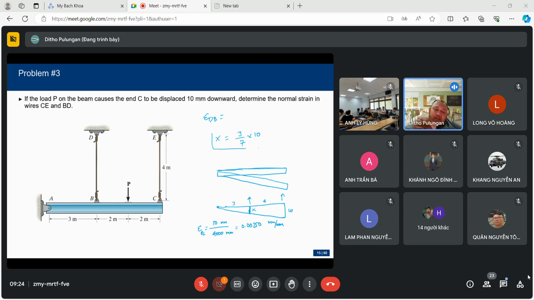Once you get this, how big is it? I forgot. I think 30 divided by 7, it's 4 point something, 4.29. So it's 4.29 divided by the original length, which is also 4 meters. So then you can get the strain, which is 0.00107 millimeters per millimeter. Okay. Any questions?